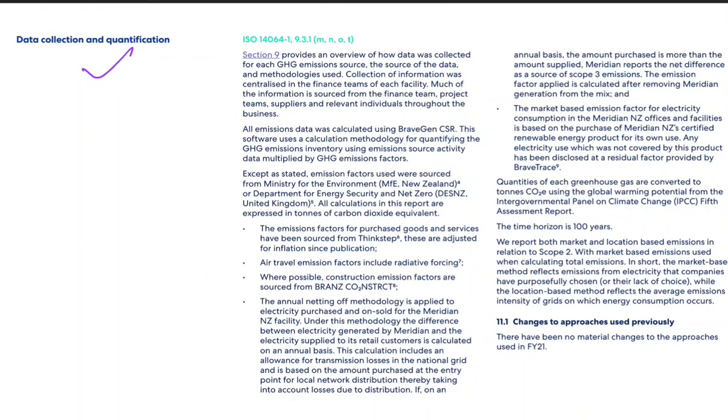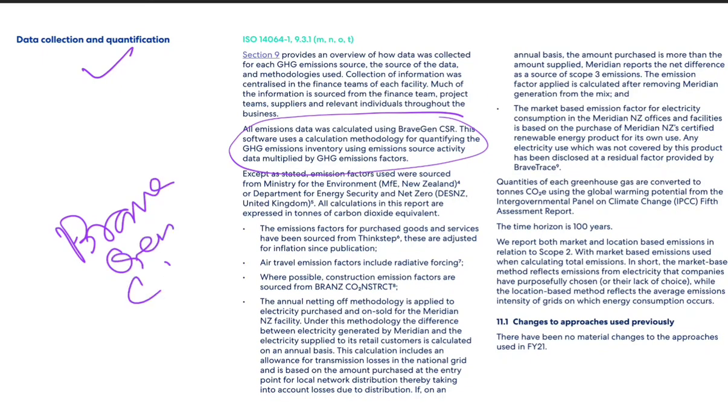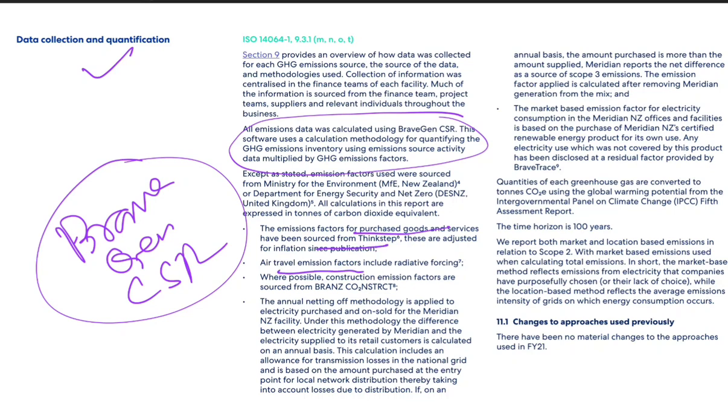As earlier said, there is a software company used for data collection and calculation methodology, right? It is written here, they call it Brave Gen CSR. This is the software used by the organization, okay. And also the emission factor for purchased goods and services have been sourced from, things like air travel emission factor included, radiative forcing. So this is very detailed information available for data collection and quantification.